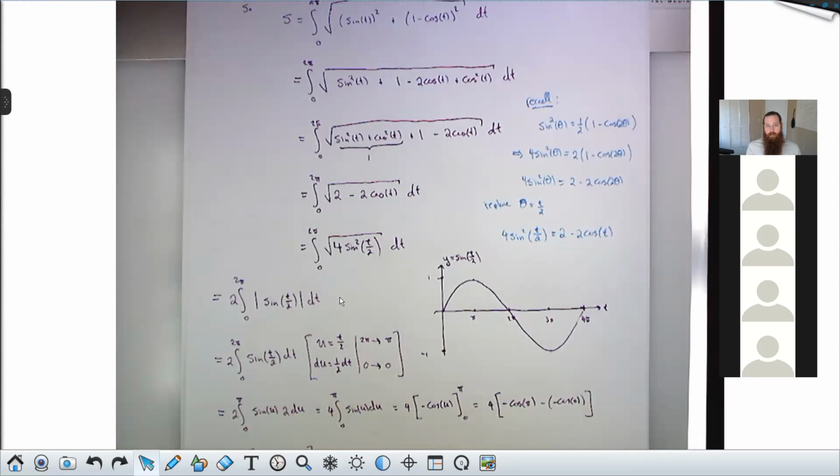Other questions on this? On arc lengths or tangents in general for parametric curves? Any other questions at all before I let you go? All right, then this is where I will leave it for today.